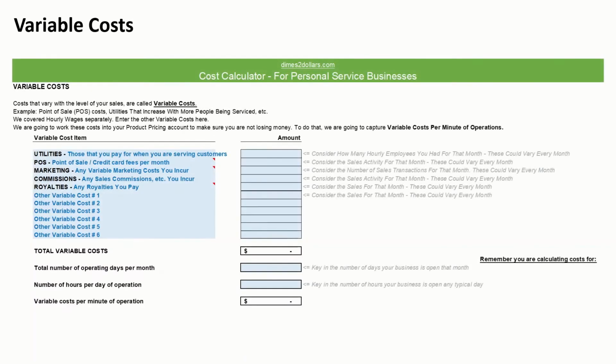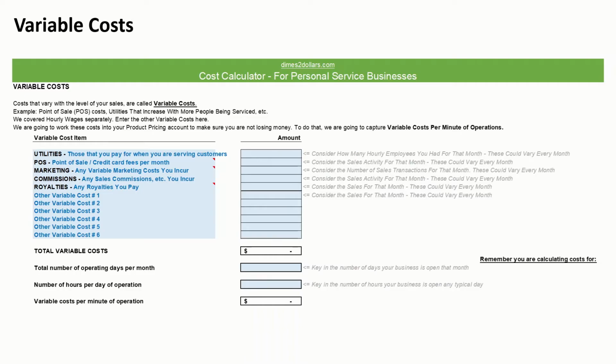Okay, so this next tab here is going to capture our variable costs. Variable costs are those costs that vary with the levels of activity in your business. An example is, say, credit card fees. If you're having a really busy month, you're going to have more credit card fees. And if you're having a slower month, you're going to have less credit card fees.